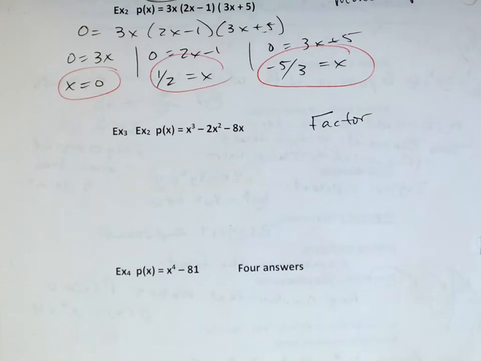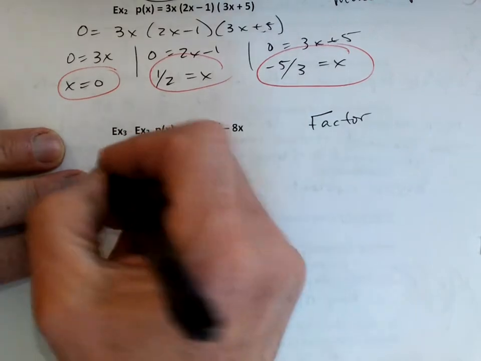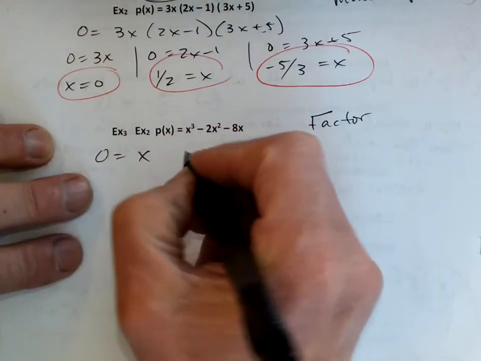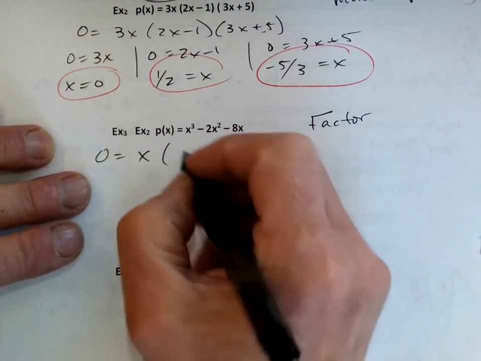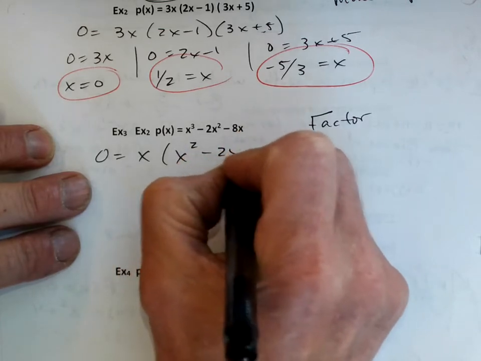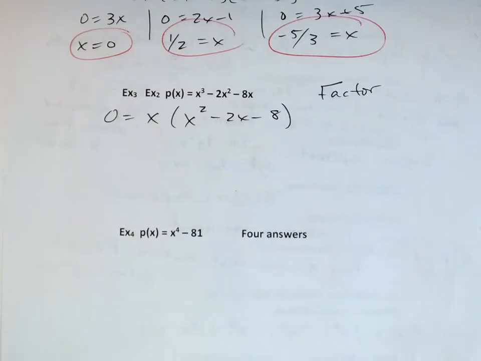Anybody see the first step on example 3? Yes, Jack, what do you do? Take out the common factor of x. Nice job. Common factor out an x. x squared minus 2x minus 8. Awesome. Okay, so we've got one answer, we've got x equals 0. Factor again.